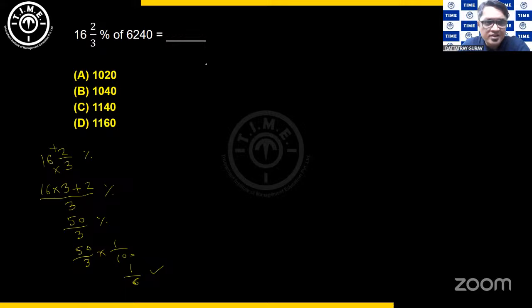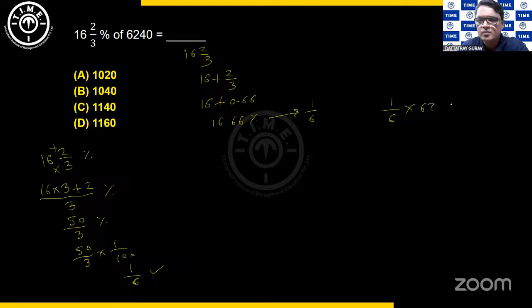Now what is another method? Understand, 16 2 by 3 is nothing but 16 plus 2 by 3. What is 2 by 3 in decimal? It will be 0.66. It becomes 16.66. And as per the fraction table, 16.66 will be 1 by 6. So my question becomes 1 by 6 into 6240. So just divide by 6 now, starting with 1, then 040. So 1040 is the answer. Option B is the answer.